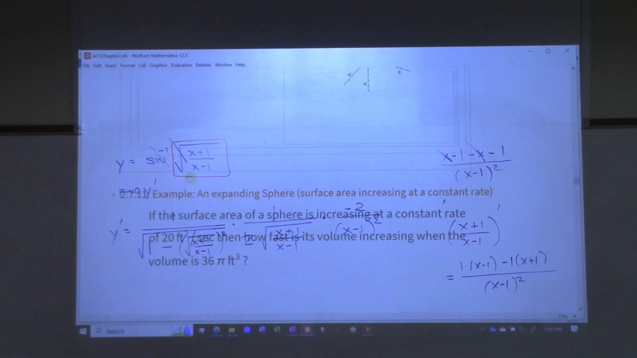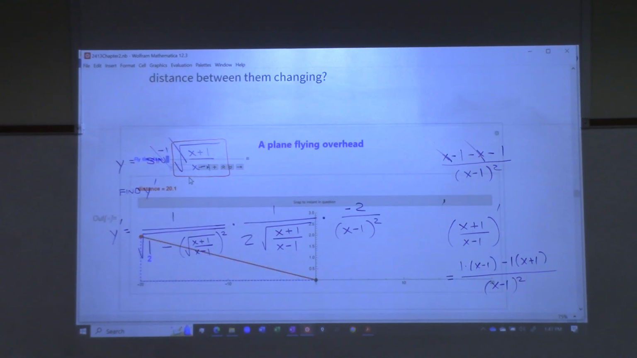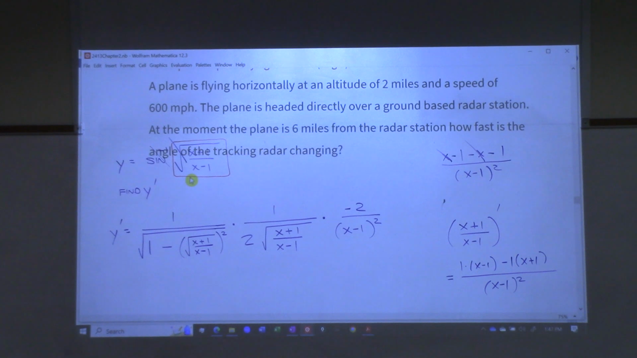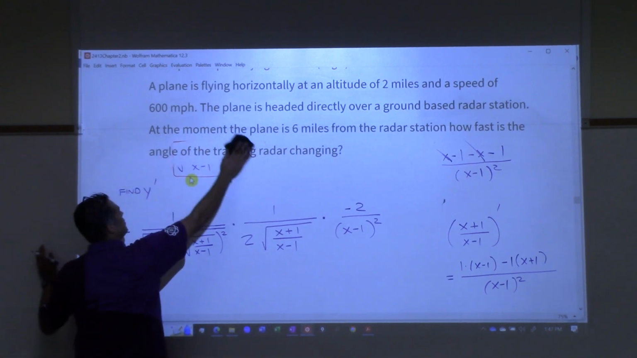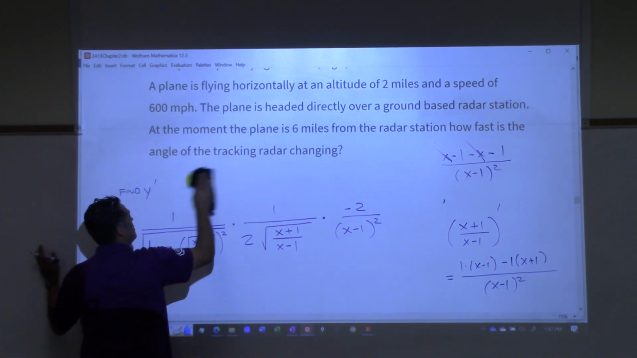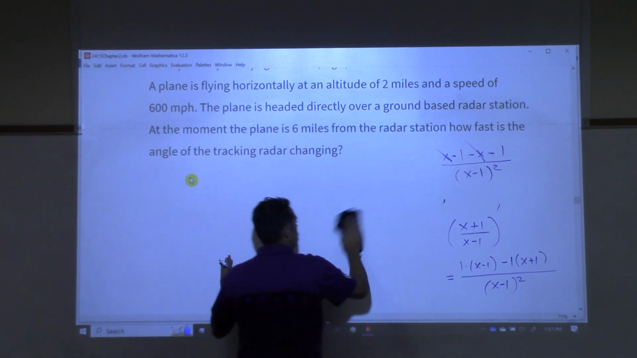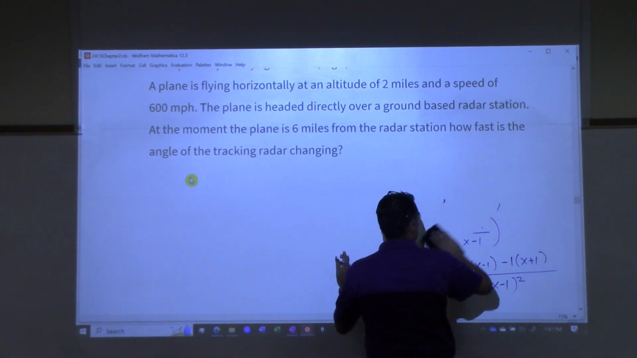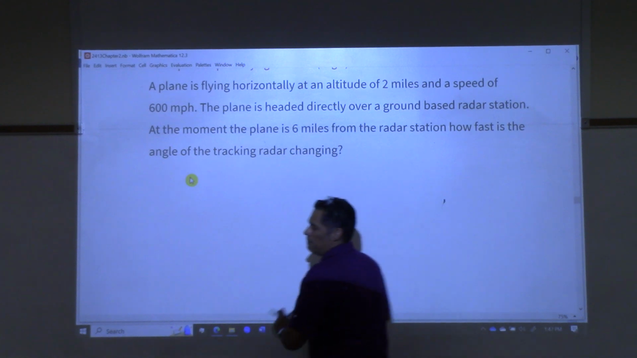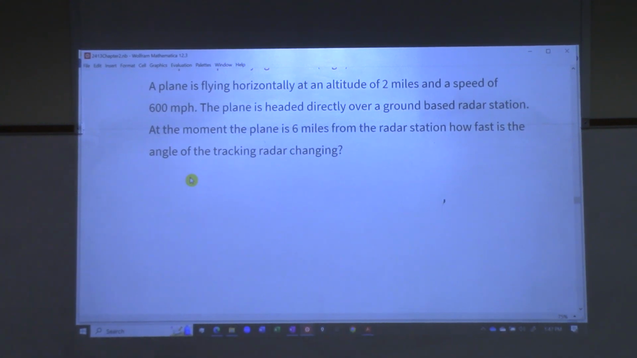And do you remember the problem with the plane flying overhead? Where is it? This problem right here. This is in your notes. It's on video. You can go back and reference it if you want. Just read it for a second. Tell me if it looks familiar to you. Plane was flying horizontally, altitude 2 miles, and so on, right?